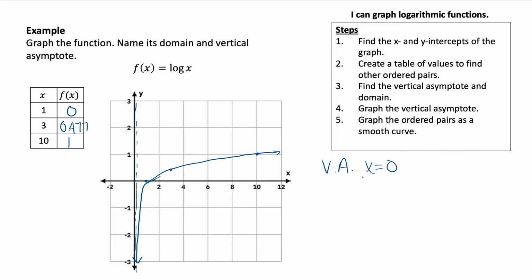There we go. Okay, so now it also wants us to describe the domain and vertical asymptote. So we did find the vertical asymptote, so let's go ahead and describe the domain. Notice that the domain starts at 0, but then it keeps going to the right, okay? So it's going to go from 0 to positive infinity, and that is the domain of this function.